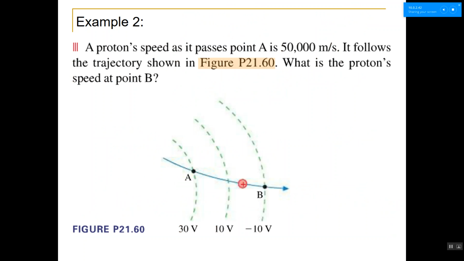Okay, let's do another example. A proton's speed as it passes point A is 500 meters per second, as it follows the trajectory shown in the diagram. What is the proton speed at point B? First of all, is it going to slow down or speed up, according to you? Going to speed up? I agree with that. I agree it's going to speed up because it's going into an area of low potential.